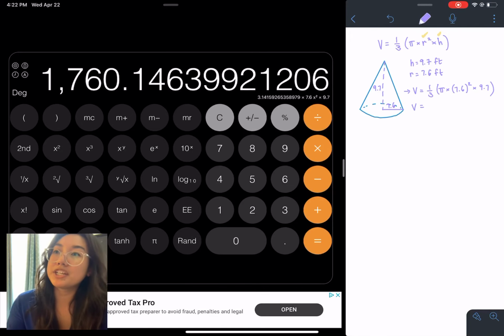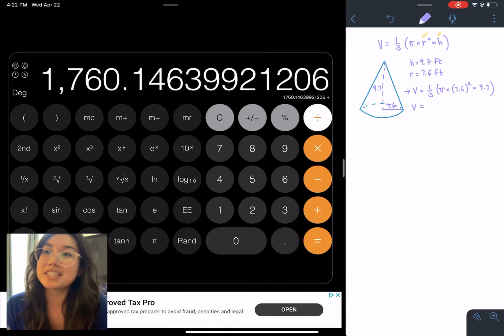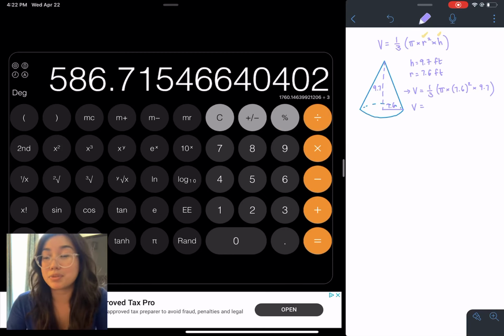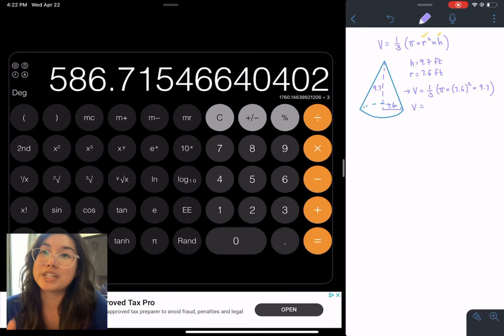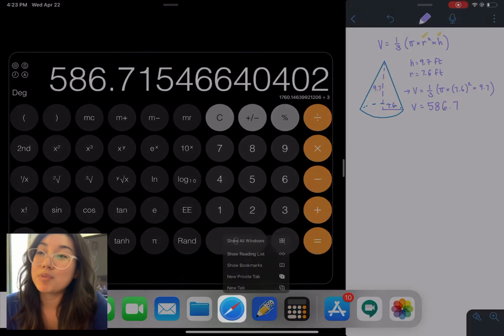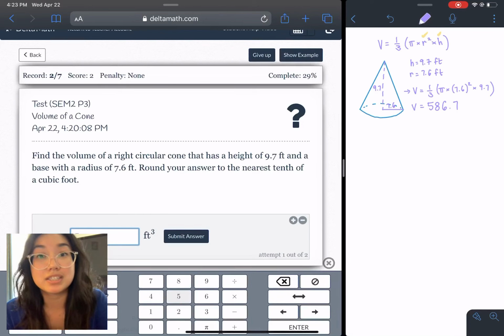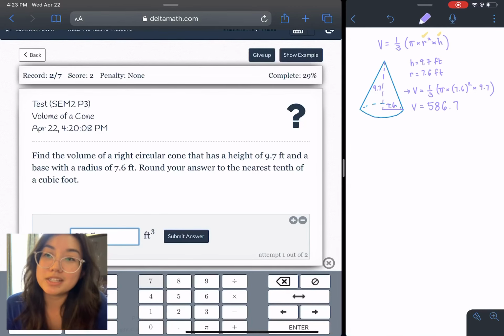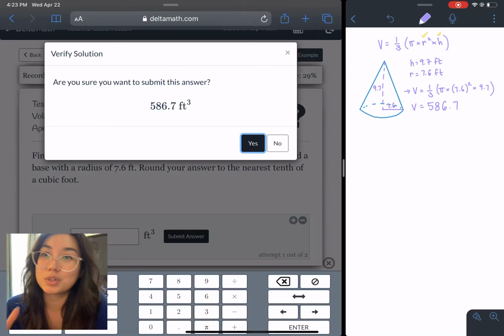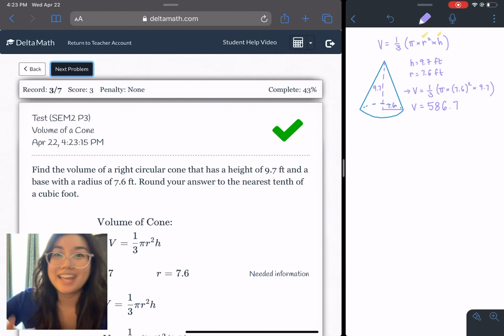And then from here, multiplying by 1/3 is the same thing as dividing by 3. So we end up with this answer, 586.715. And when we're rounding to the nearest tenth, we end up with 586.7. So when I check my answer on DeltaMath, we get the right answer.